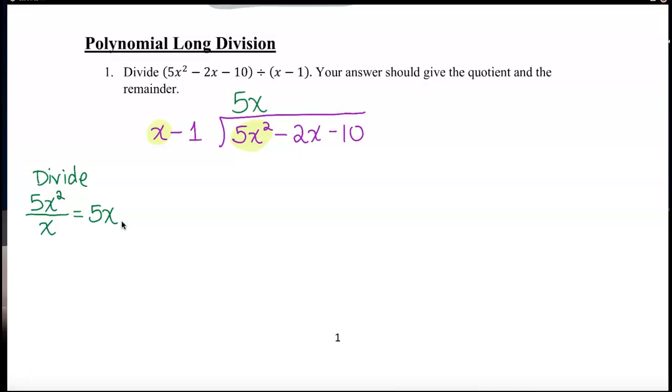And next, you will multiply this 5x, you will distribute this 5x to x and negative 1, and you will write that answer under here. Okay, so let's do that. 5x times x is 5x squared. 5x times negative 1 is negative 5x. So once you have that written down, we're going to subtract. We're going to subtract vertically, okay?